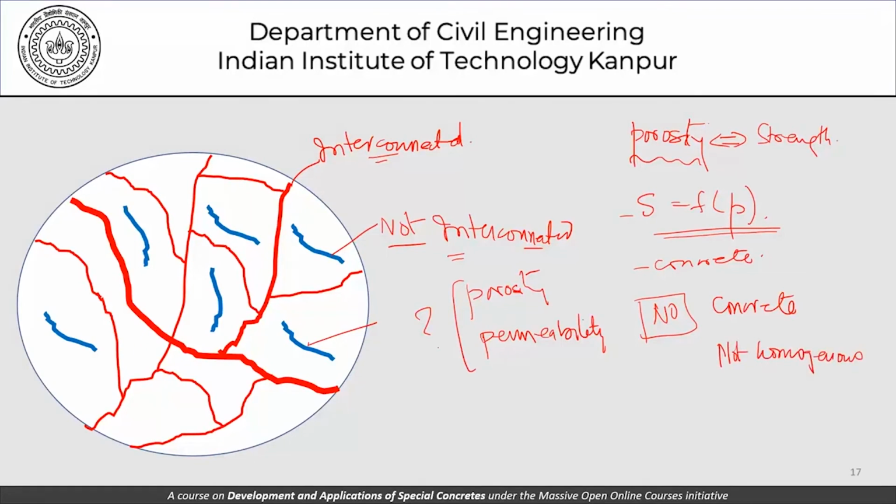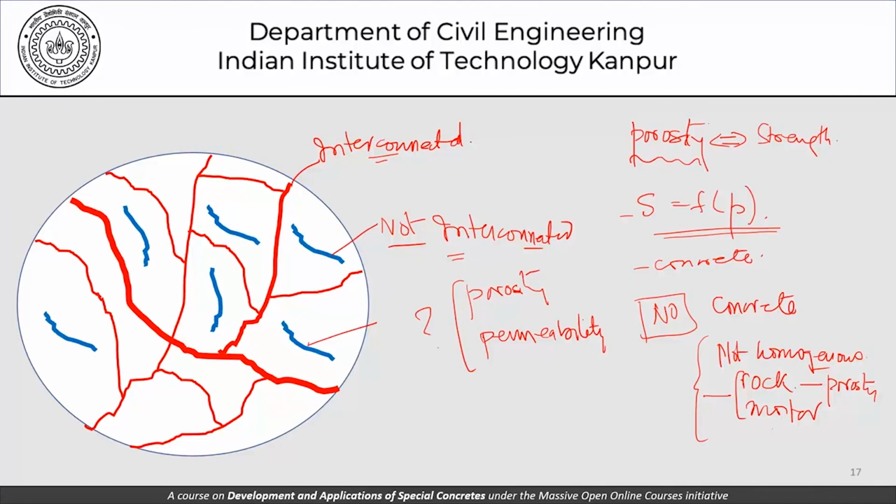And because it's not a homogeneous material, there are rocks inside which have a very different kind of porosity compared to the mortar. And as a composite, it is difficult to relate the strength of concrete to the porosity of the mortar, much less the porosity of the aggregate or the rock. So these are some of the considerations that we are raising out of academic curiosity, academic rigor. As far as concrete engineering is concerned, measurement of porosity, directly at least, is still a matter of research.